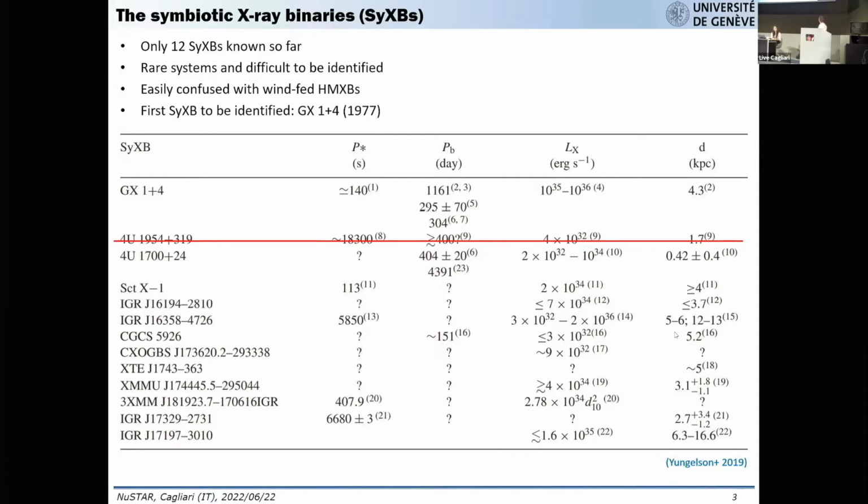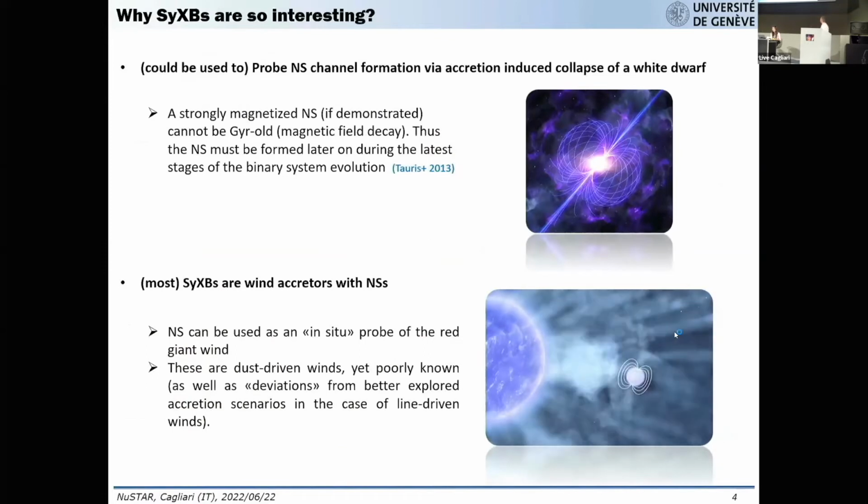The luminosity we already discussed, and you also have the distances on the right. So why are these objects particularly interesting? Well, first of all, these are rare objects, so they are interesting by definition, but there are two aspects that are really characteristic of this system. The first one is that, as I said, it's very strange to have on one side a strongly magnetized neutron star, as the spectral and pulse fraction suggest, coupled with a giga-years-old companion.